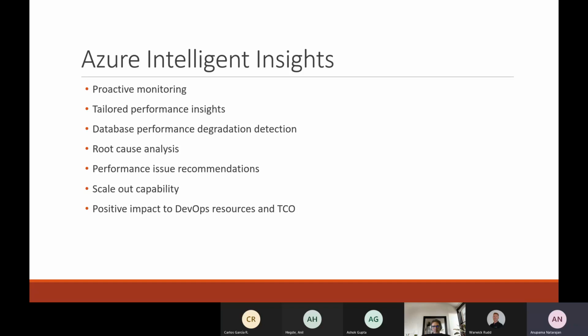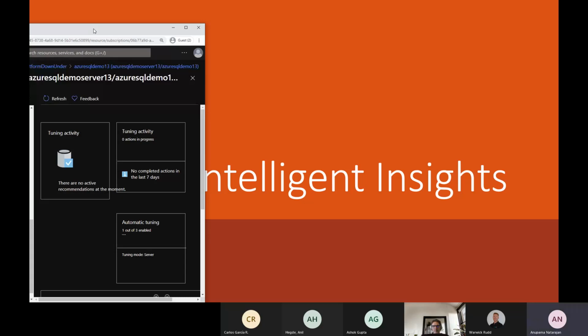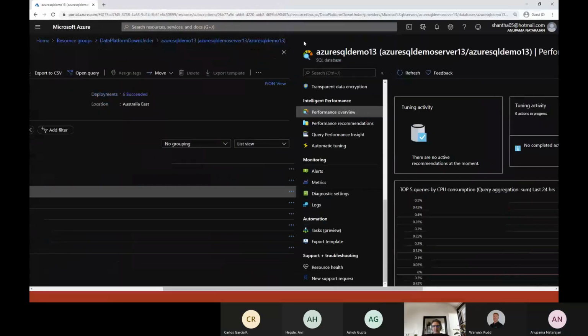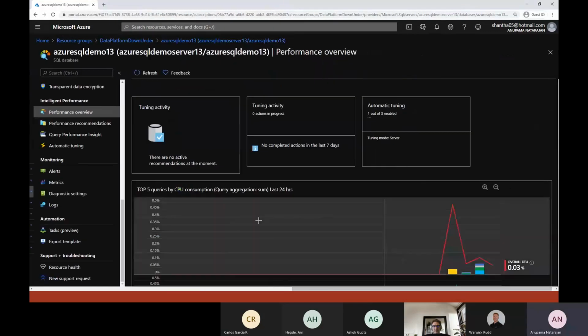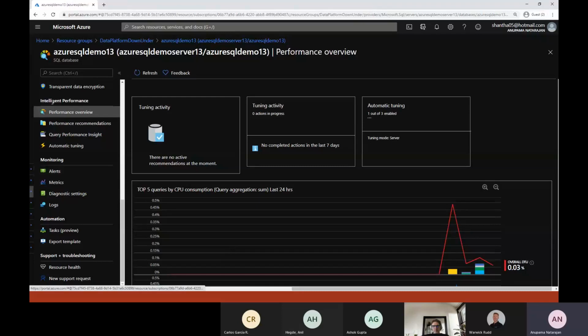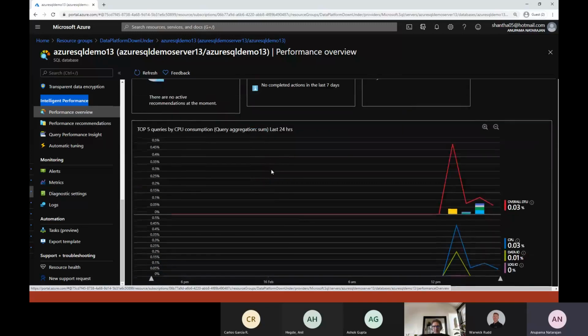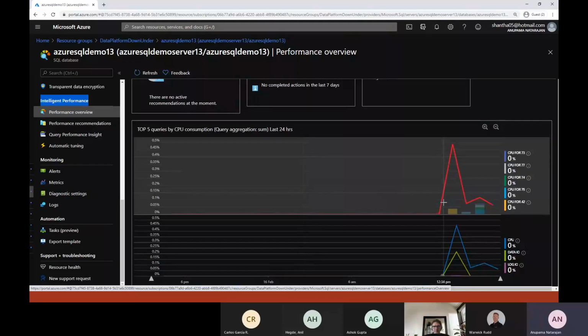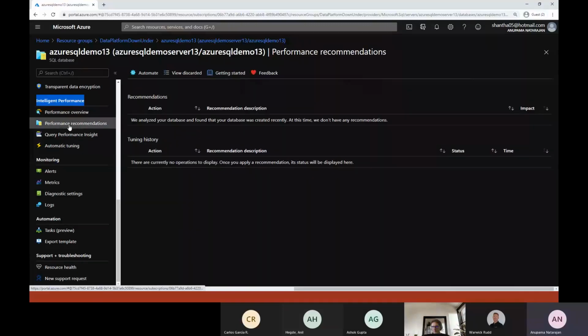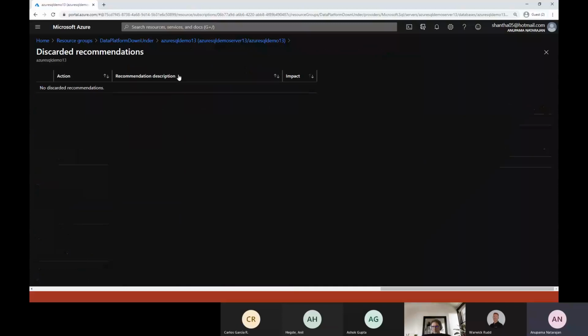So where do we go and find that out? We can quite easily do that again on the Azure portal. Let me get this back. So here you will be seeing the intelligent performance. We looked at only the query performance insight. The performance overview is going to tell you what your top 5 queries by CPU consumption are.